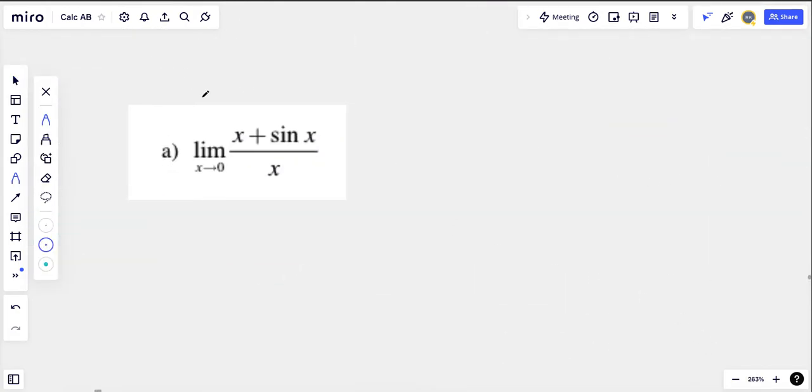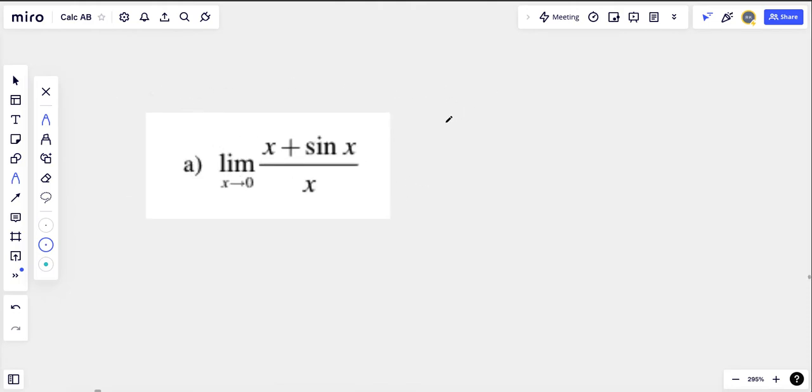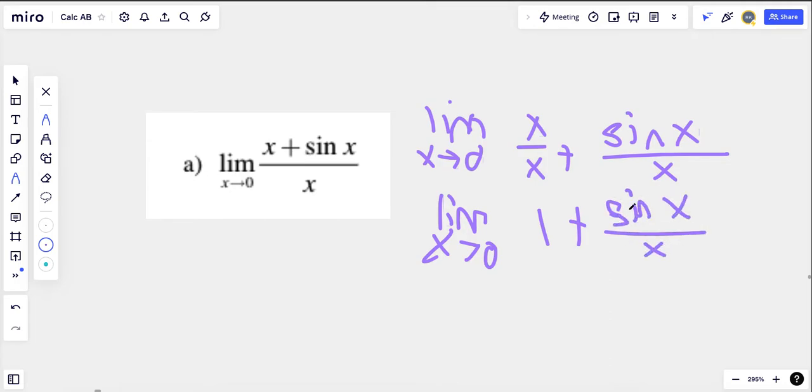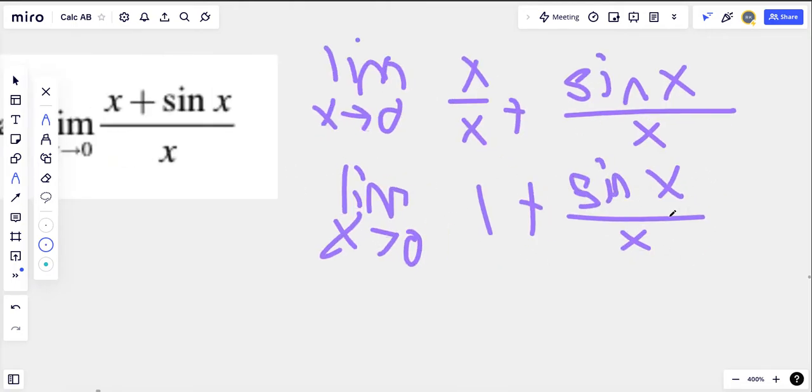Now let's look at this one. So for this one, it's always helpful to separate this fraction like this. And doing this, you just get limit as x goes to 0 of 1 plus sine x over x. And you should be familiar with this sine x over x thing by now, as x goes to 0. This is just 1, so you just have 1 plus 1, so it's 2 is your answer.